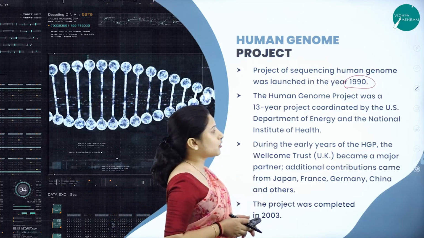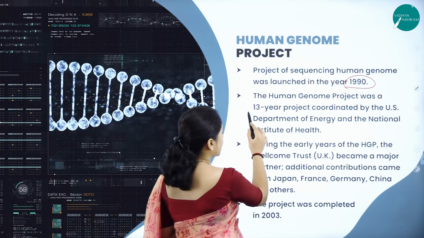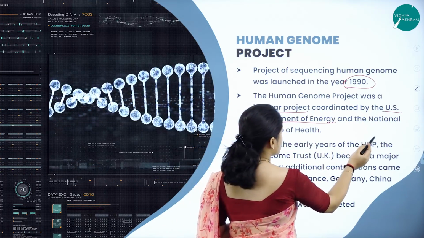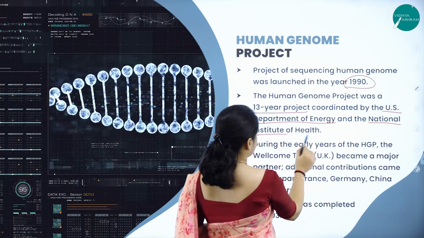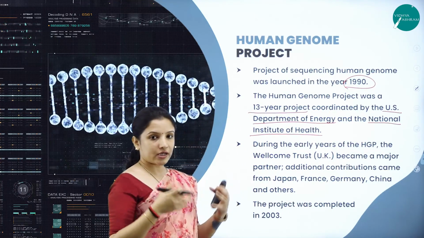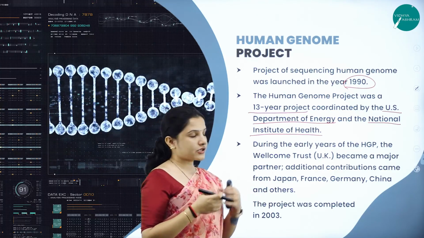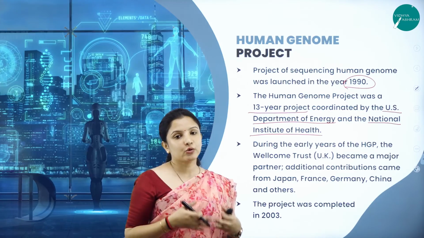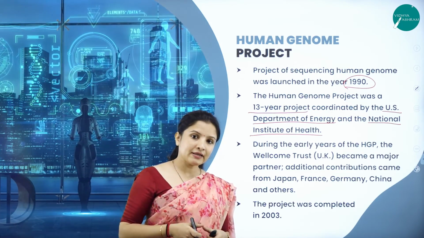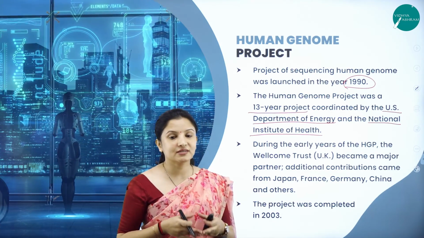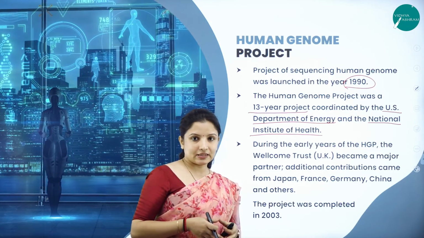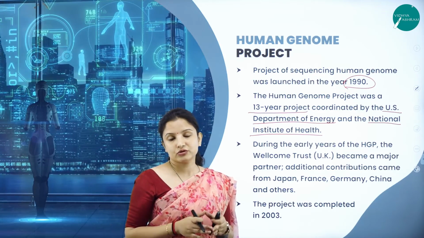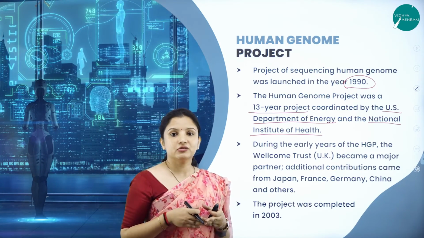The Human Genome Project is a 13-year project and it was coordinated by the United States Department of Energy as well as the National Institute of Health. Both the United States Department of Energy and the National Institute of Health came together and put forward the idea of sequencing the human genome so that various diseases and disorders can be studied easily by using the computers itself. Sitting where you are, using the computer, looking into the sequence, you can do various kinds of experiments.